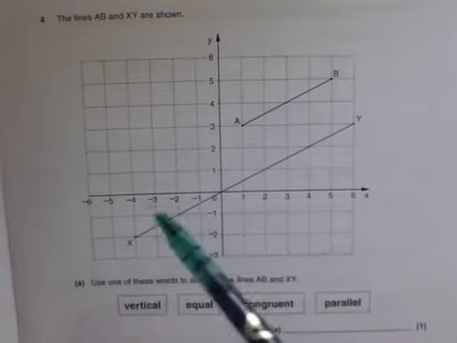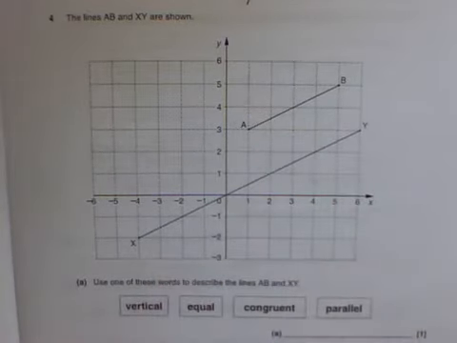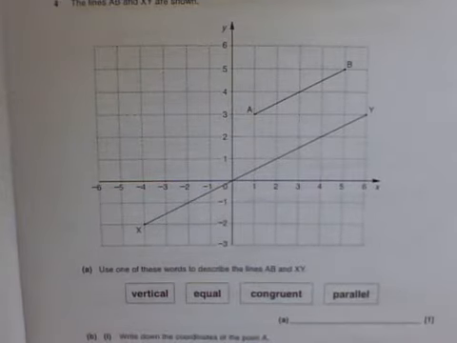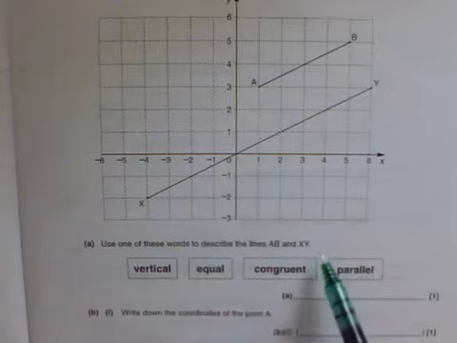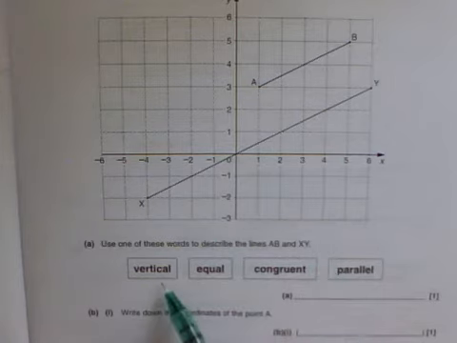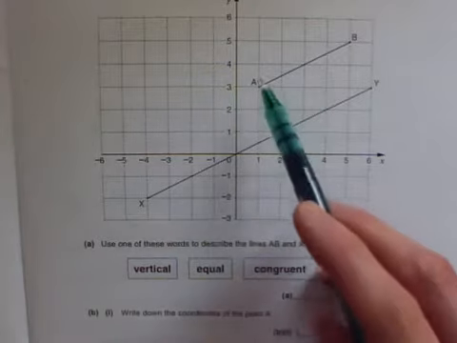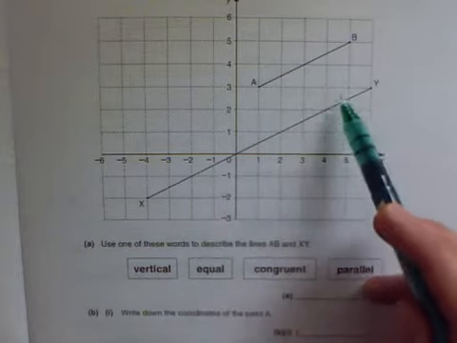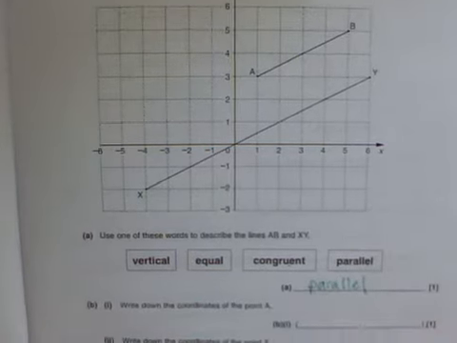Okay, question 4. The lines AB and XY are drawn. Use one of the words to describe the lines AB and XY. Are they vertical? No. Are they equal? No. Are they congruent? No. Are they parallel? Actually, yeah, they are, because they're the same distance between them. So the word parallel is the one we want.